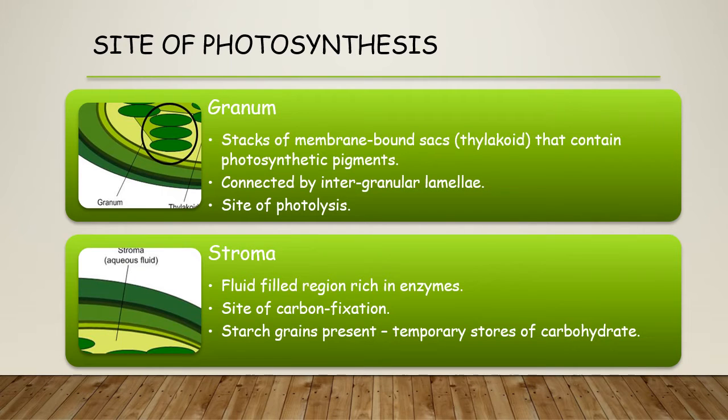The second one is the stroma, a fluid-filled region that's full of enzymes. That's where carbon fixation happens, the second stage of photosynthesis. You will also find starch grains present there. They are temporary stores of carbohydrate. Glucose, which is one of the products of photosynthesis, gets converted into starch immediately, and that allows for the continuation of the high to low diffusion rates.